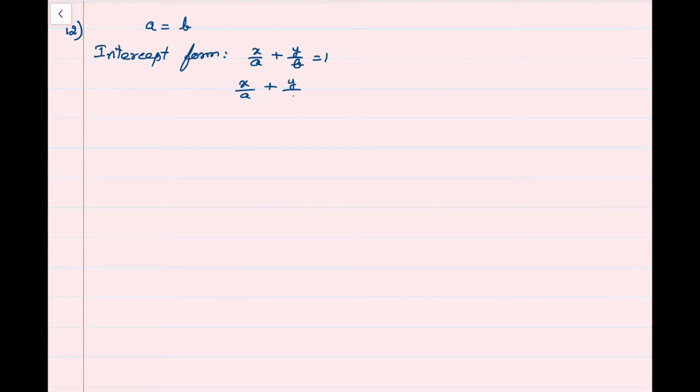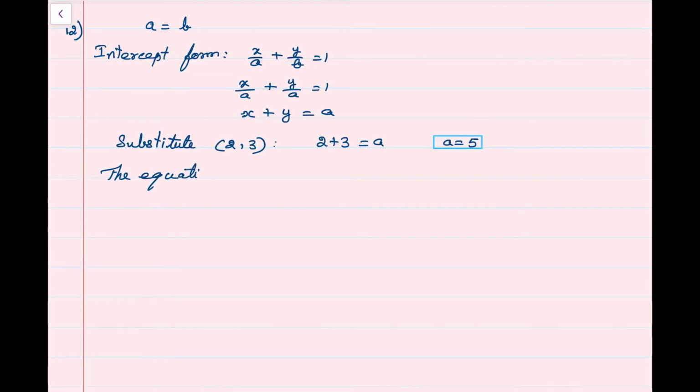a and b are equal. Multiply the whole equation by a. We get x plus y is equal to a. Now this line passes through the point (2, 3). We will substitute the given point (2, 3) in the line equation. Substituting a point means we substitute for x and y. Therefore, we get a value as 5. The equation of the line is x plus y is equal to 5.